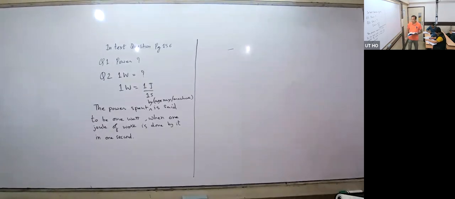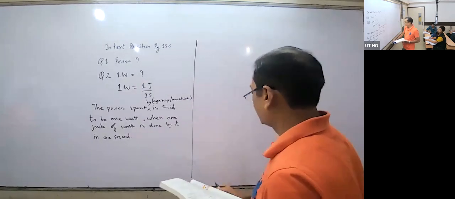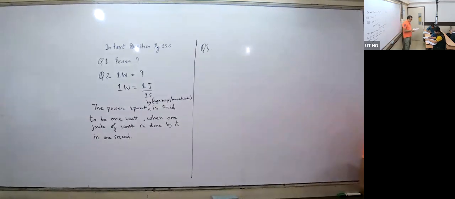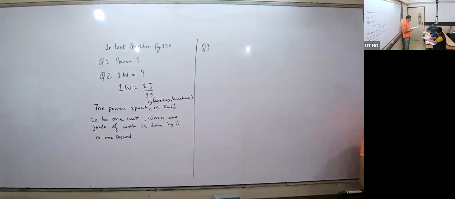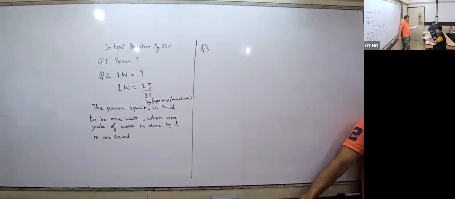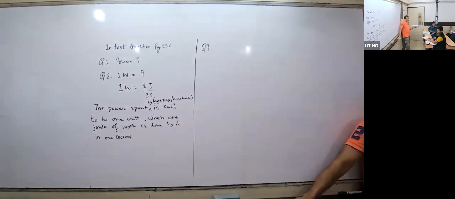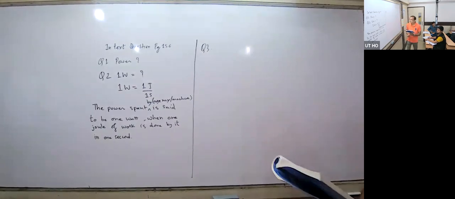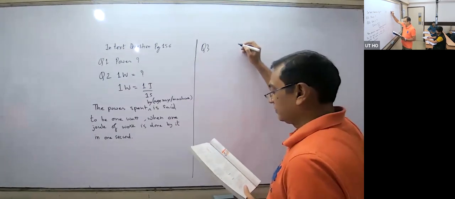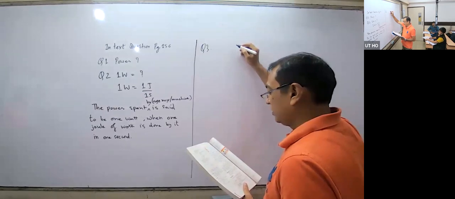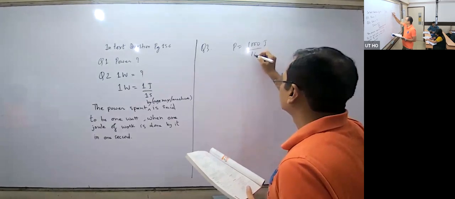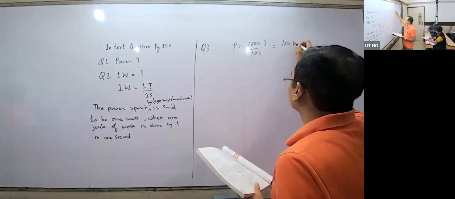That was question number two. Second question. Third question. Very simple. A lamp consumes 1000 joule of energy in 10 seconds. What is the power? The power is equal to 1000 upon 10. What is 100?